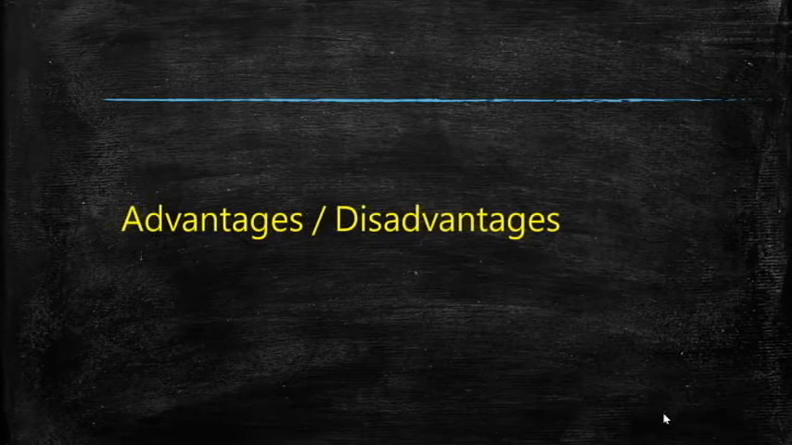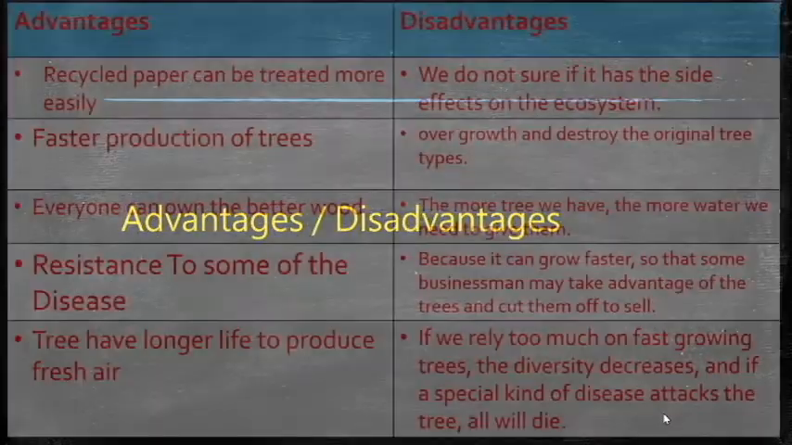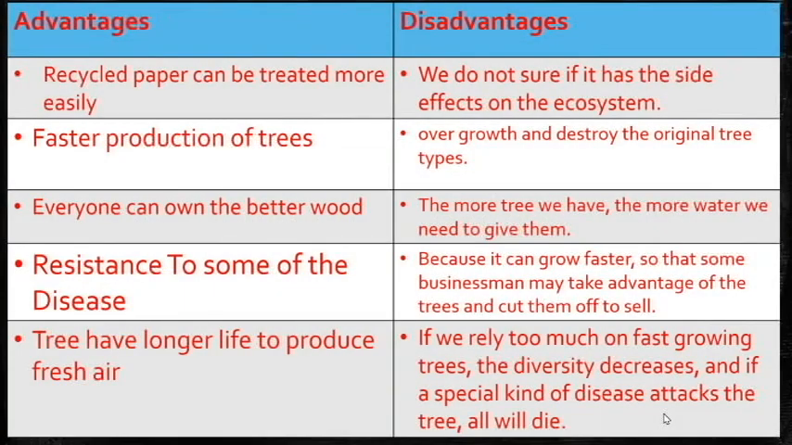Next, I'm going to tell you the advantages and the disadvantages of this genetic engineering. As you can see in this table, there are several advantages and disadvantages of these trees. With these trees, we can treat recycled paper more easily. Also, we can have more sources to produce paper. Then, we can produce trees in a short time so that everyone can get better wood to use. This kind of tree can protect itself from biological attack so that it can resist some diseases.